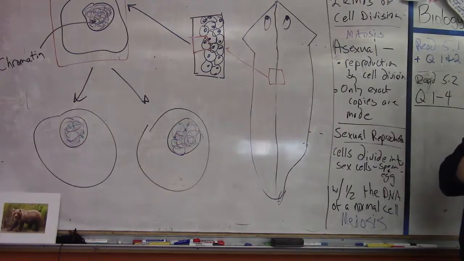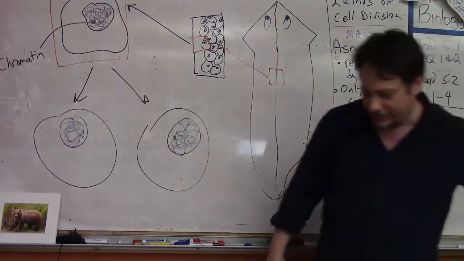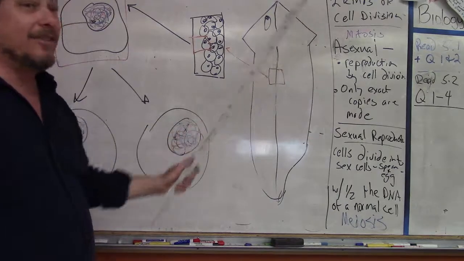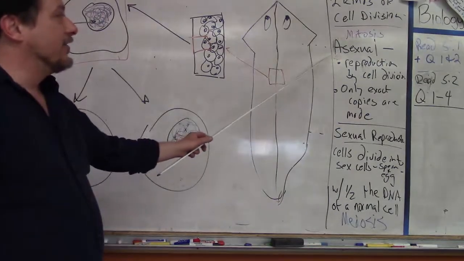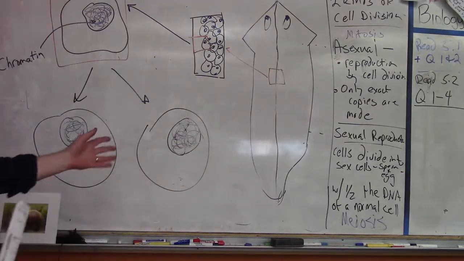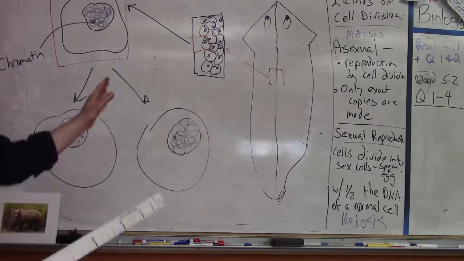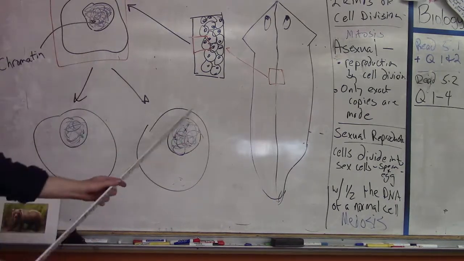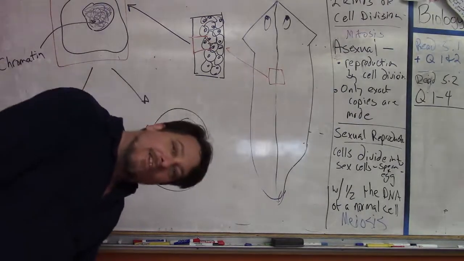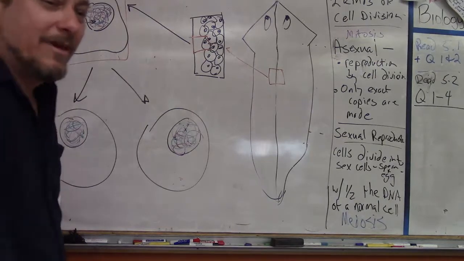The flatworm will make exact copies of its cells in a process called mitosis, which is asexual, just reproduction by cell division. Only exact copies of the cells are made. So every single piece of information in this DNA that's activated in this cell will be present in both of the new cells. That's the goal of mitosis. The goal of mitosis is to make exact copies.